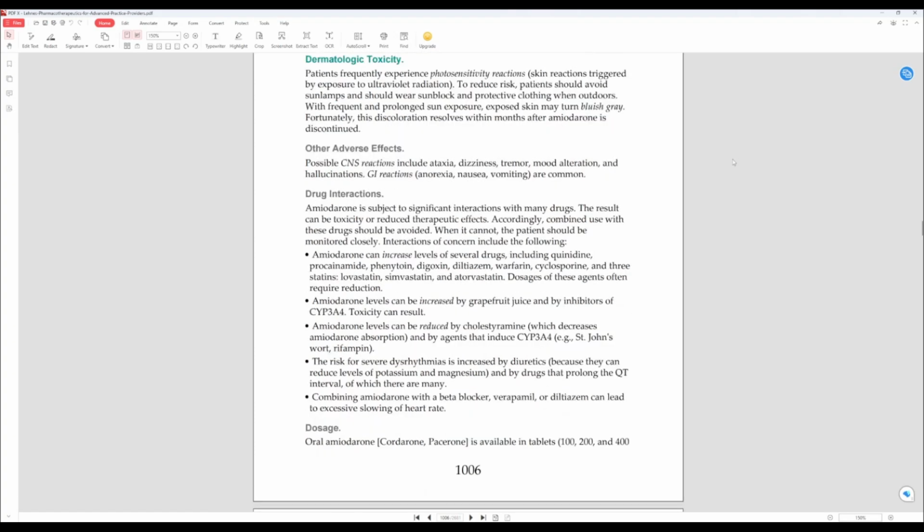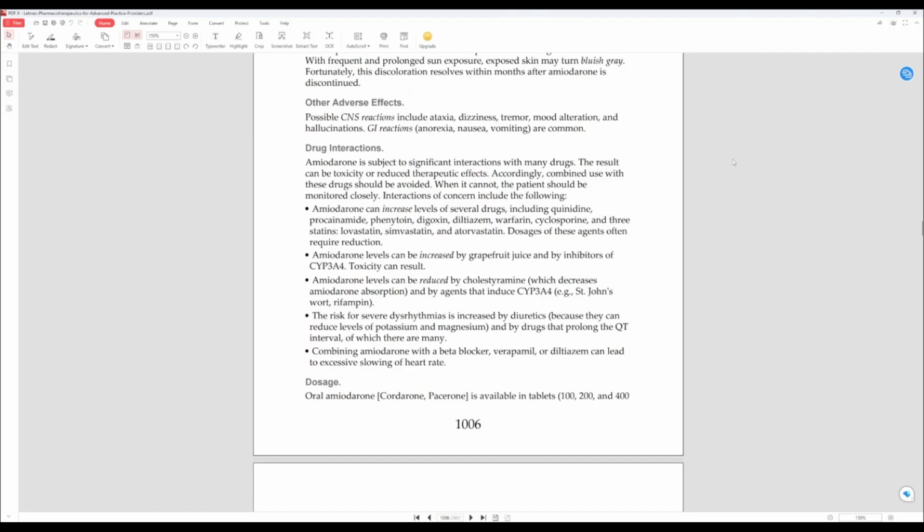Other adverse effects. Possible CNS reactions include ataxia, dizziness, tremor, mood alterations, and hallucinations. GI reactions are also common. Amiodarone can increase levels of several drugs, including quinidine, procainamide, dilantin, digoxin, diltiazem, warfarin, cyclosporins, and 3 statins: lovastatin, simvastatin, and atorvastatin. Dosage of these agents often requires a reduction.